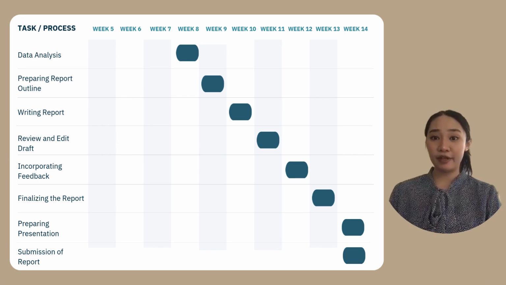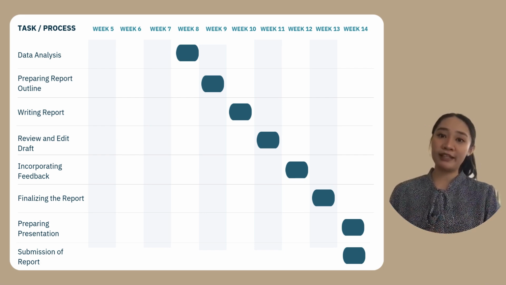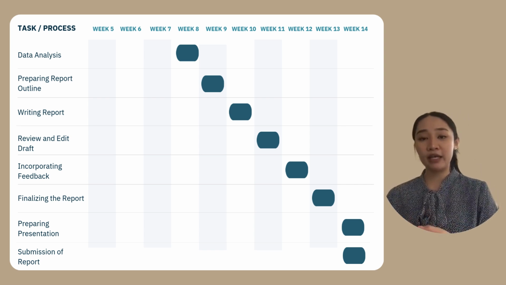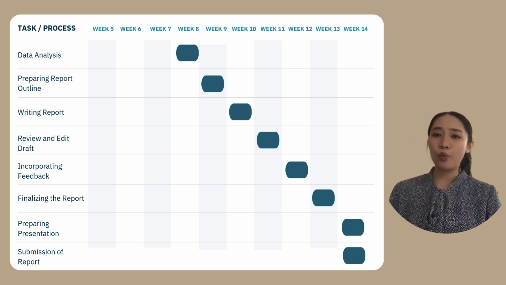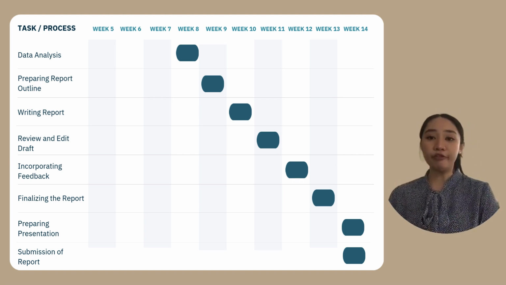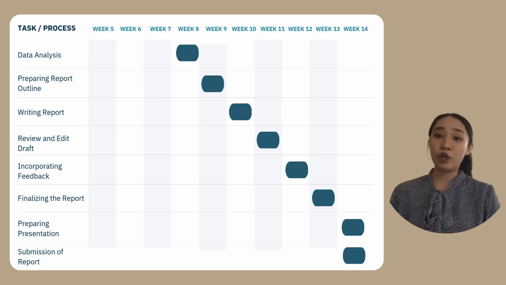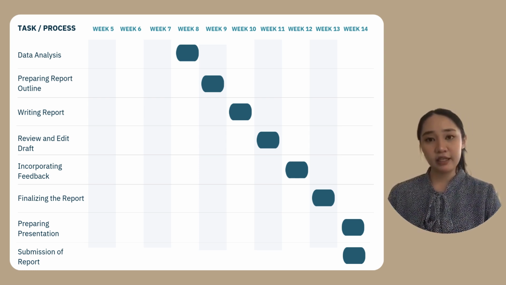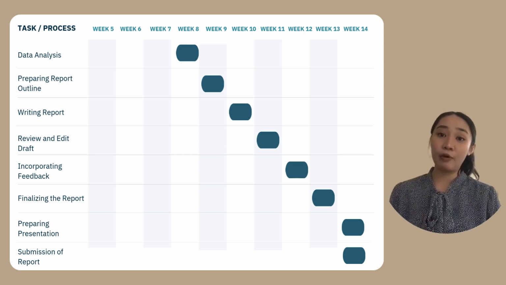Moving on to the second phase, starting in week 10, we began data analysis. This was crucial for understanding the HR issues we identified earlier. By week 11, we prepared the report outline and started writing the report, which continued into week 12. During this time, we also reviewed and edited our draft. In week 13, we incorporated feedback from our peers and finalized the report. Finally, in week 14, we prepared our presentation and submitted the report.